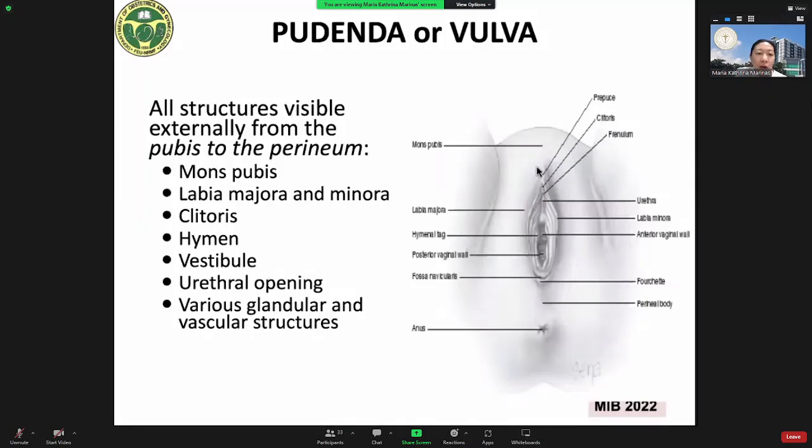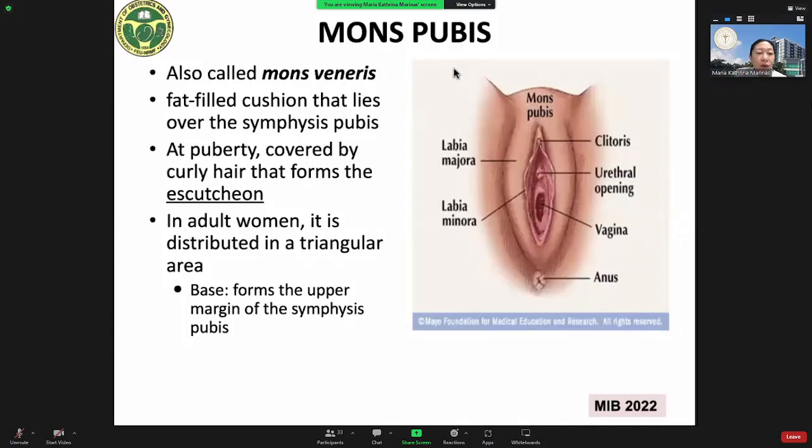The pudenda or vulva include all structures visible externally from the pubis to the perineal body. So from the pubis to the perineal body, all structures here are called the vulva or the pudenda. So the mons pubis is the fat-filled cushion that lies above the symphysis pubis. And this is covered by the hair that forms the escutcheon.